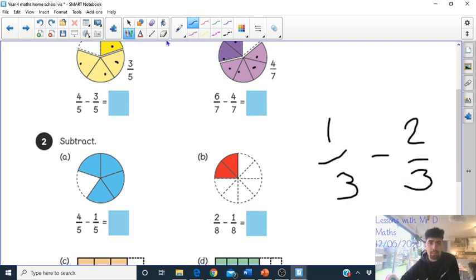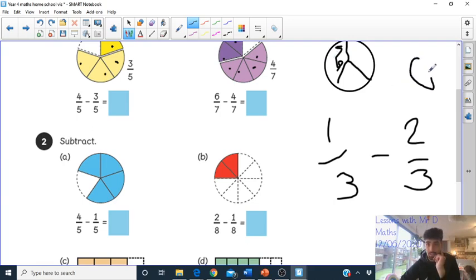Think about what it looks like. This is a rough thirds, but thirds look like this. They should be equal parts. If I've got 1/3, I don't have these two parts. They'd be there if I was making the whole, but I don't have them. I've only got one part. So let's draw that. If I've only got one part, can I take away 2 more thirds? I haven't got any more thirds to take away from.